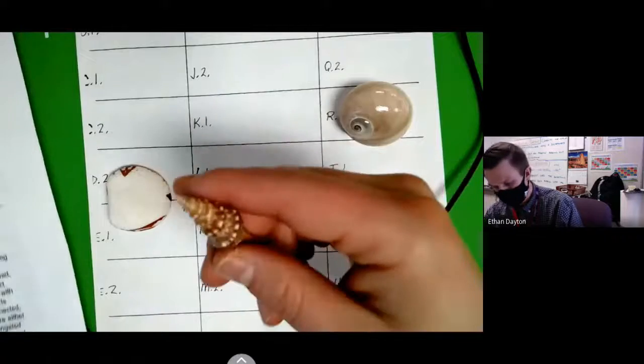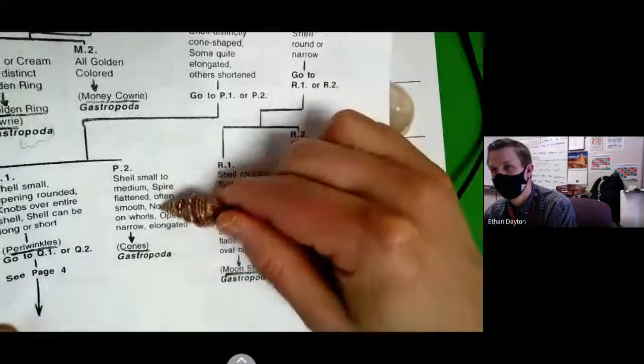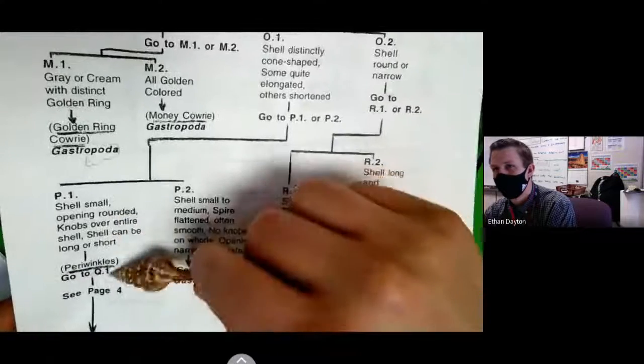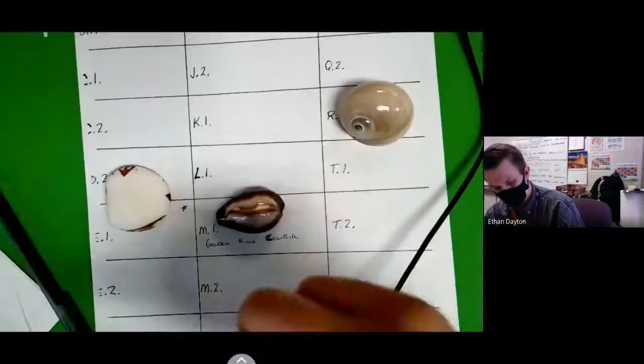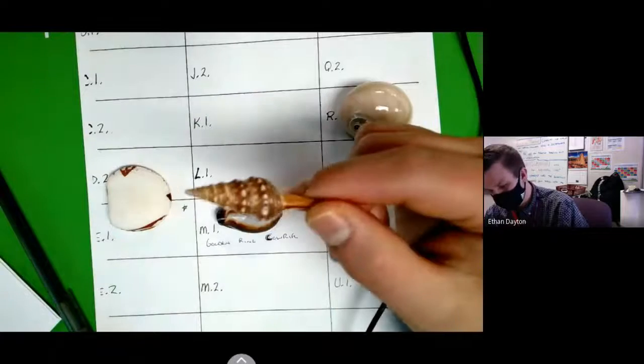Here's what's doing it for me. The spire is not flattened here, right? The spire is not flattened. I think it's a periwinkle. So we're going to go to Q1 or Q2. And let's see if I'm right. Maybe I'm wrong. I've been wrong plenty of times.